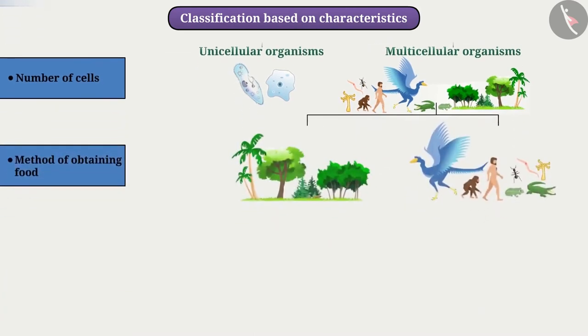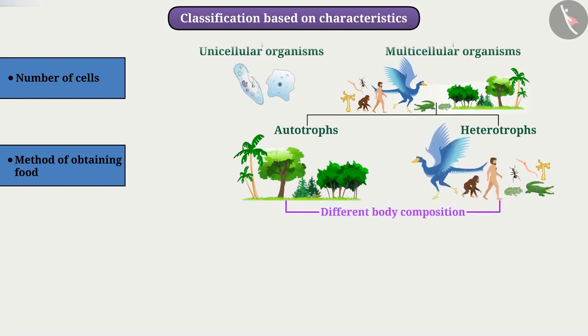Method of obtaining food. Different organisms have different methods of obtaining food. The body composition of organisms that make food themselves and those that obtain food from others are different. The body of plants develops in terms of making food, while the body of animals develops in terms of obtaining food from outside.